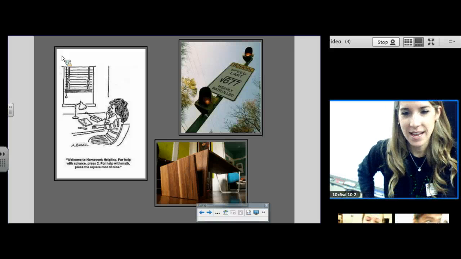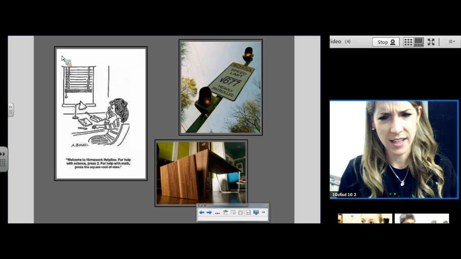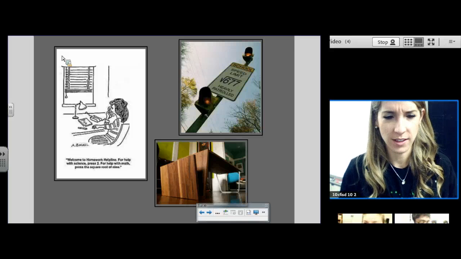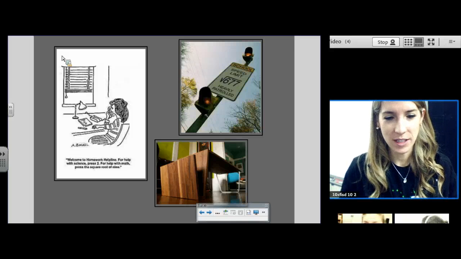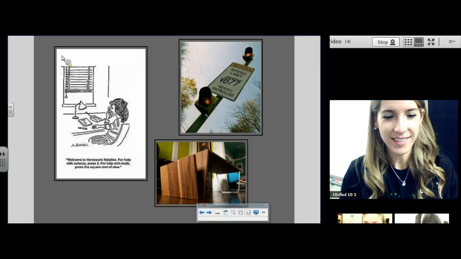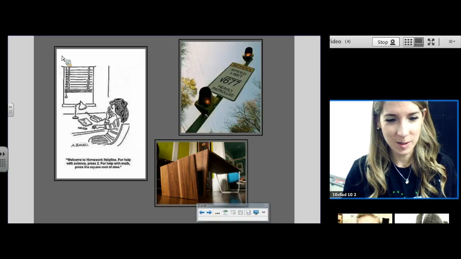Anyways, the next one says, speed limit, square root of 677, heavily patrolled. What is the square root of 677? So the speed limit's about 26 in the school zone.